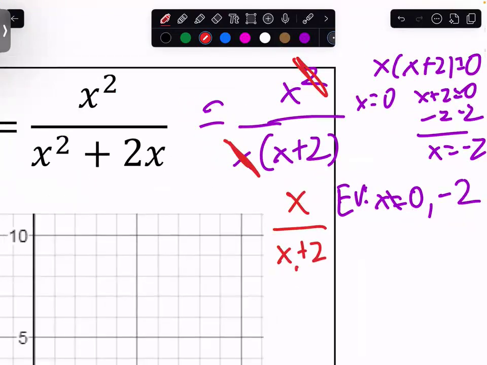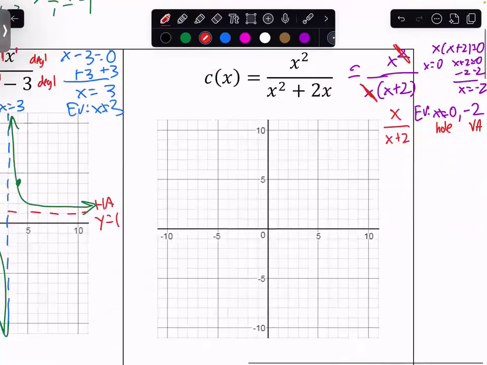Okay, so the EV of -2 is still there. So that'll form a vertical asymptote. But 0 is no longer an EV. Its factor got canceled out. So that means 0 will form a hole instead. Okay, so vertical asymptote at -2.